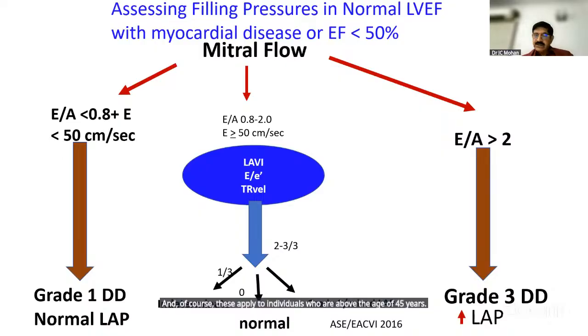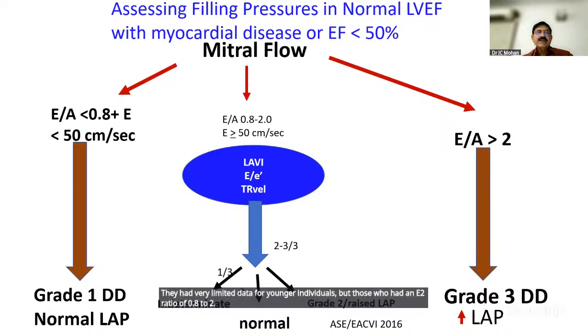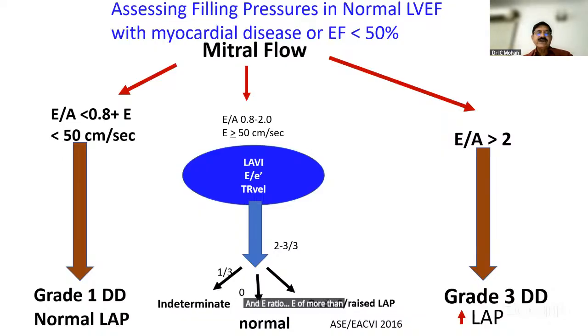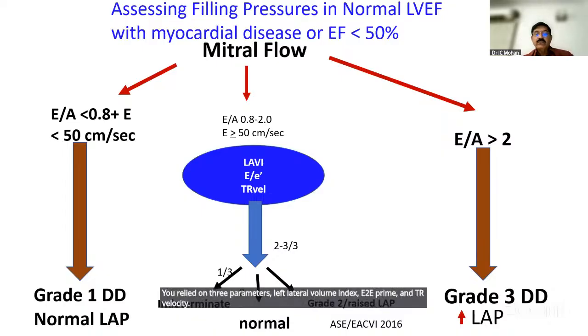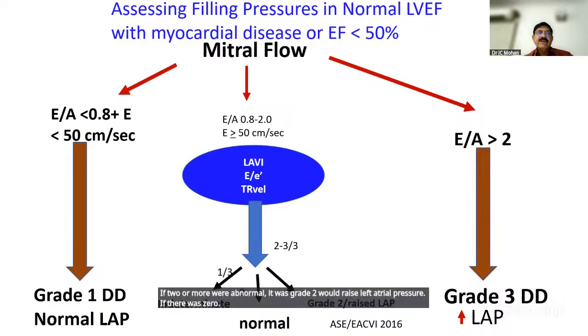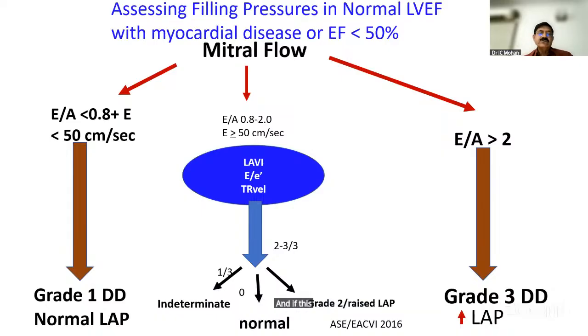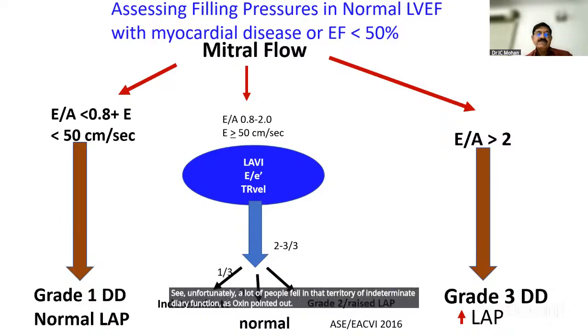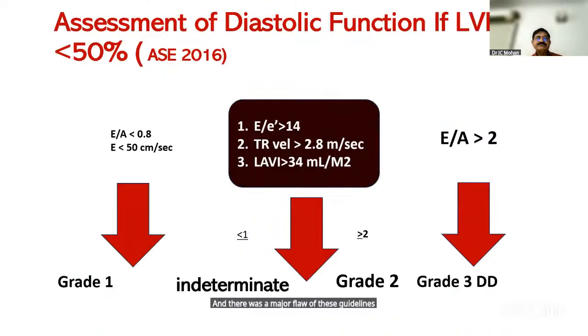They had very limited data for younger individuals, but for those who had an E to A ratio of 0.8 to 2 and E of more than 50 centimeters per second, you relied on three parameters: left atrial volume index, E to E prime, and TR velocity. If two or more were abnormal, it was grade 2 with raised left atrial pressure. If there was 0, it was normal. And if it was 1 out of 3, it was indeterminate. So, a simple way of saying. Unfortunately, a lot of people fell in that territory of indeterminate diastolic function, as Dr. Singh pointed out, and that was a major flaw of these guidelines.